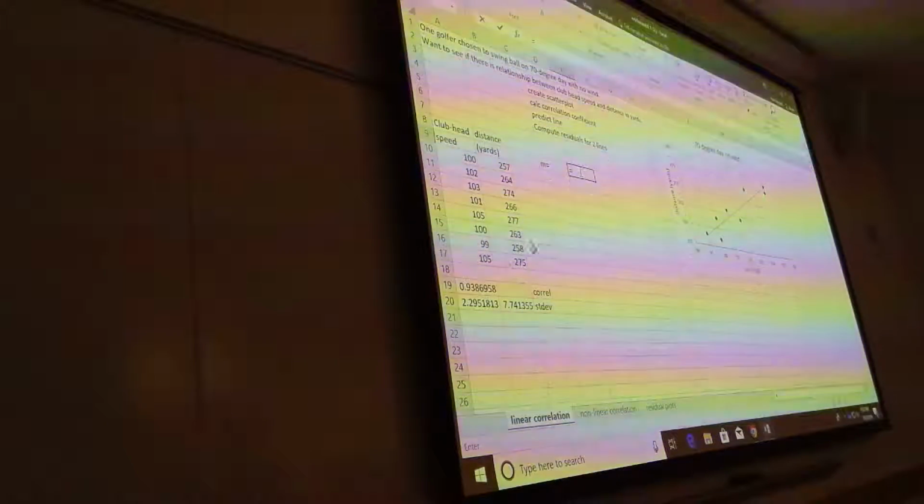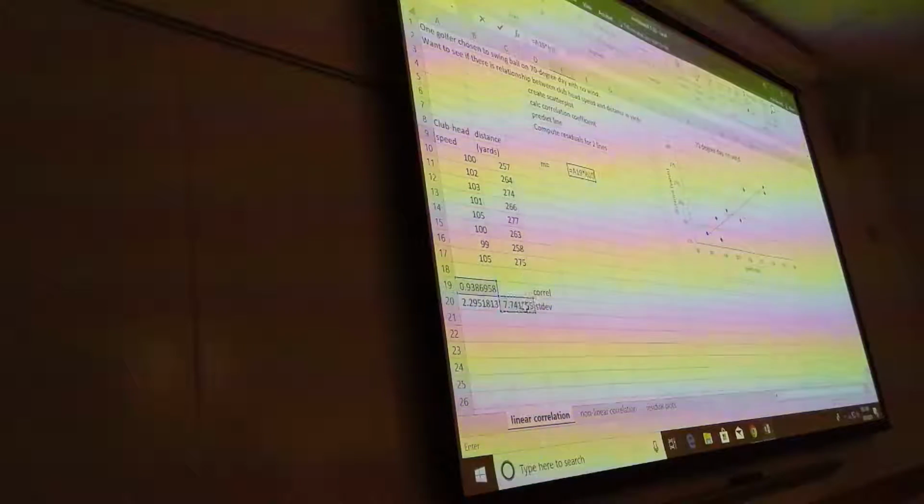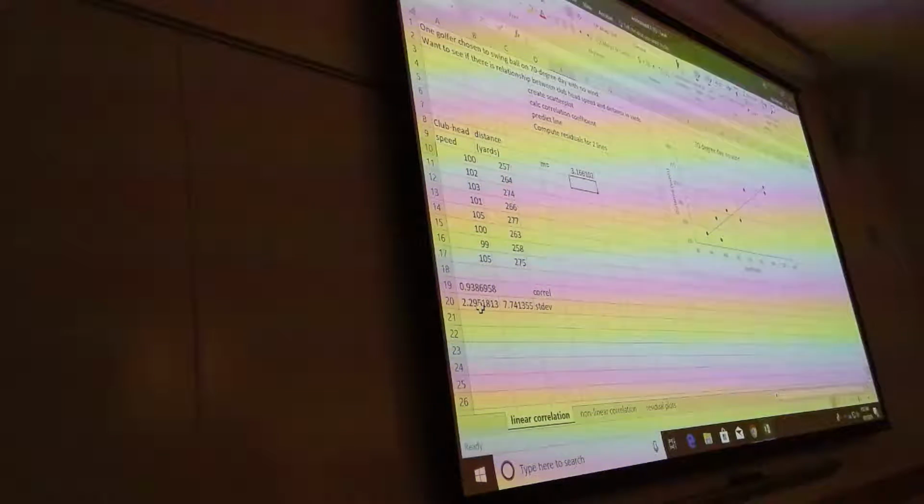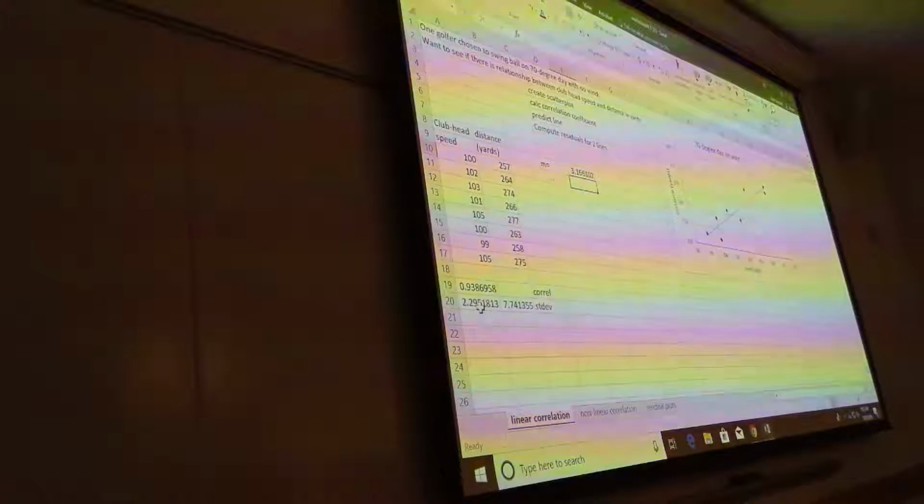So we're going to take our correlation coefficient. We're going to multiply that by 7.74. We're going to divide that by 2.295. Okay. So I got a slope of 3.1661. Buck, I haven't picked on you yet. What do we do next?